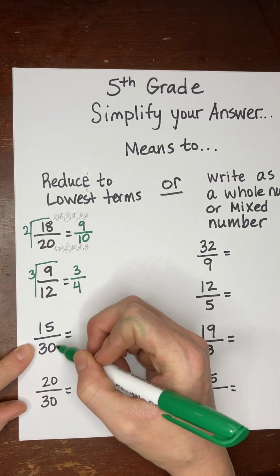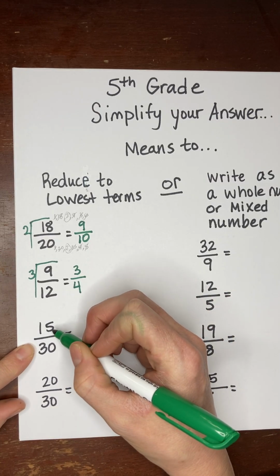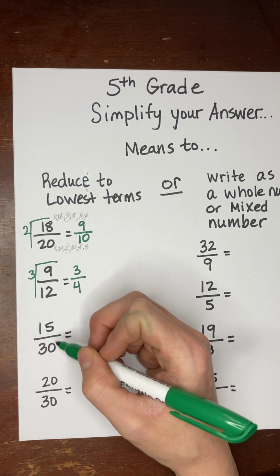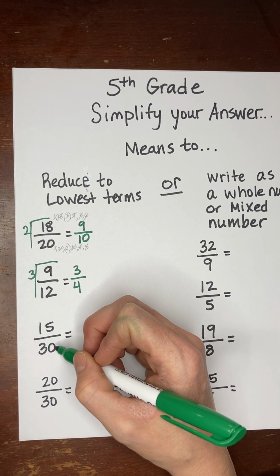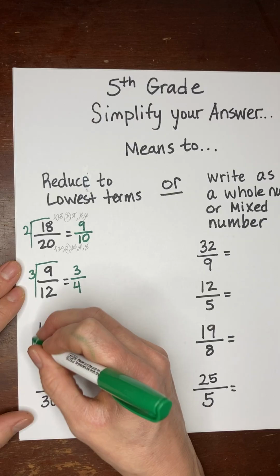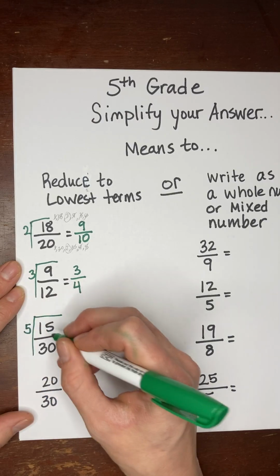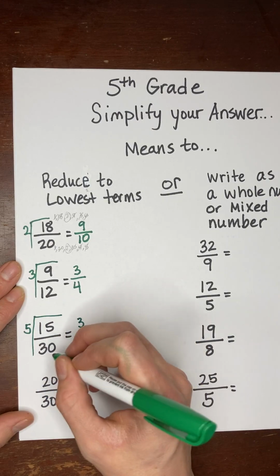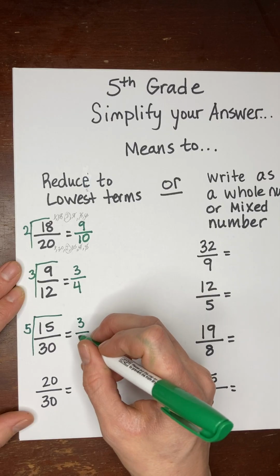So again, I'm going to look for even. Nope, they're not even. But one ends in a 5 and one in a 0, which means they're both divisible by 5. So let's try that. Let's do 5. 15 divided by 5 is 3. 30 divided by 5 is 6.